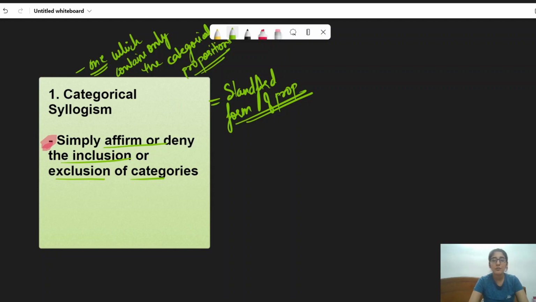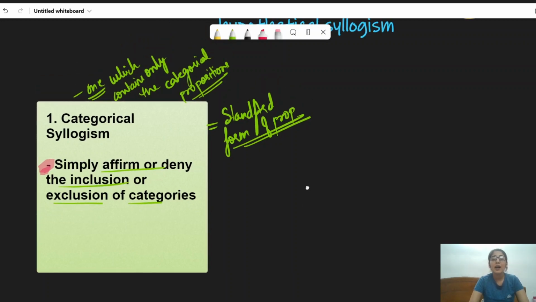So, first thing that you have to remember is that what we are dealing with are simply the categorical propositions here, right? They are the standard form of propositions. So this is the purpose: they either will affirm or they will deny the inclusion or the exclusion of the categories, right? Now, what is the structure of a categorical syllogism?